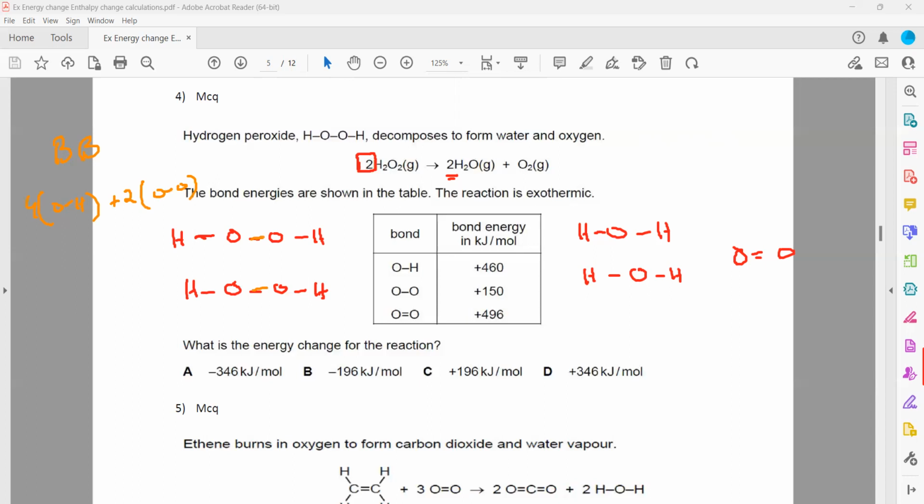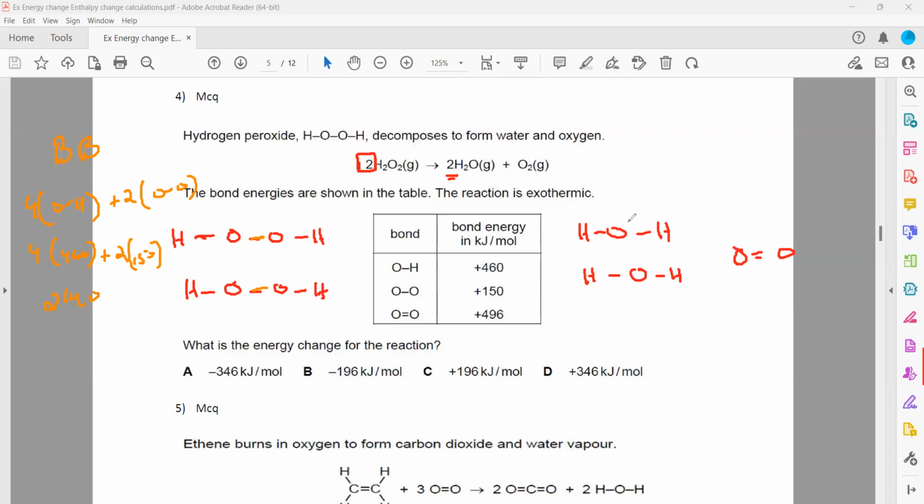And we just substitute the values. 4 into OH, which is 460, plus 2 oxygen single bonded with oxygen, 150. So we got the bond breaking energy, which is 2140.